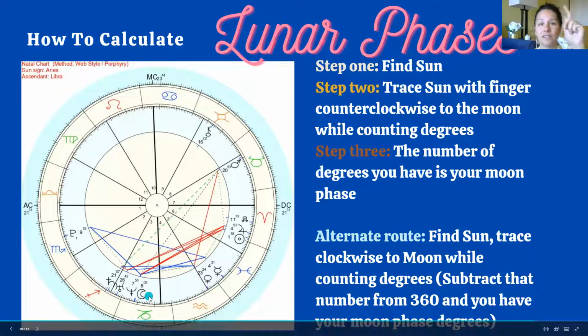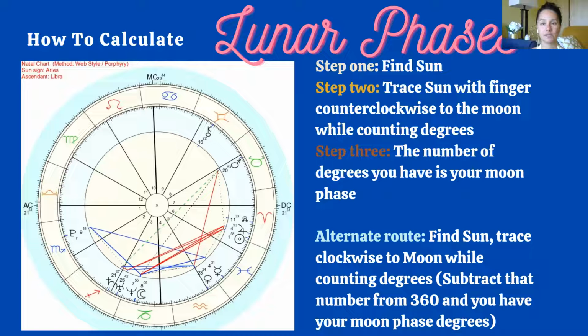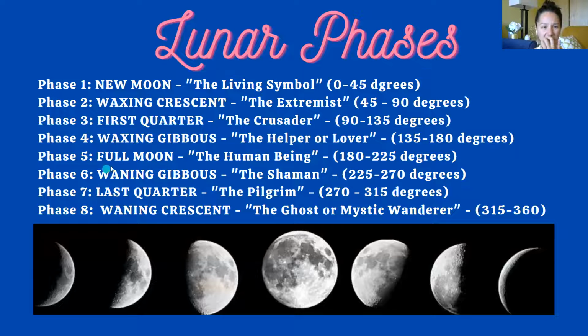So that's the degrees at which the moon was in relation to the sun. And that means I was born under a last quarter moon, because if you look back at here, 270 to 315, phase 7, was last quarter. So that's my category.